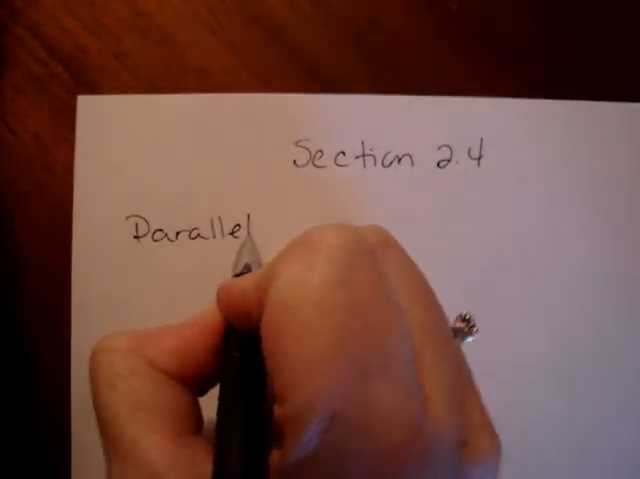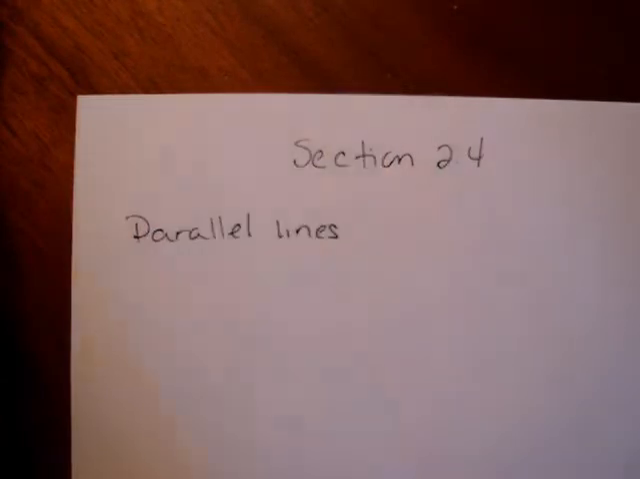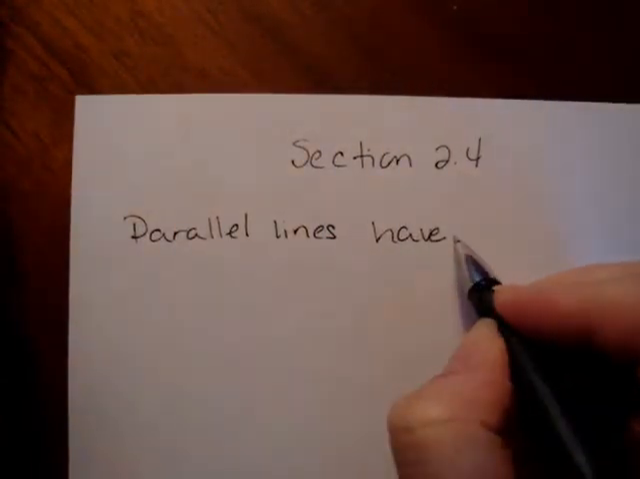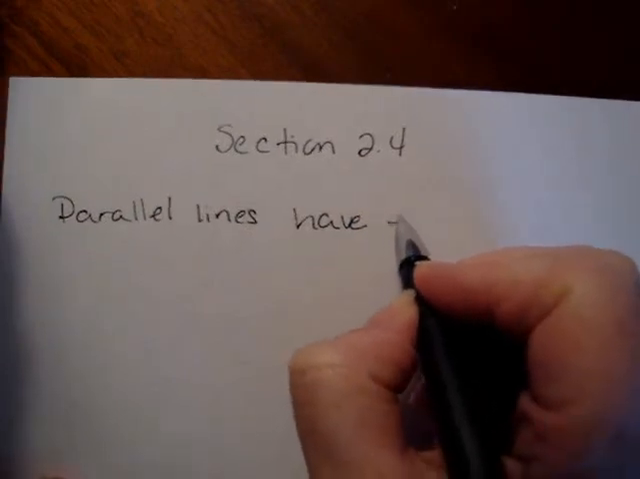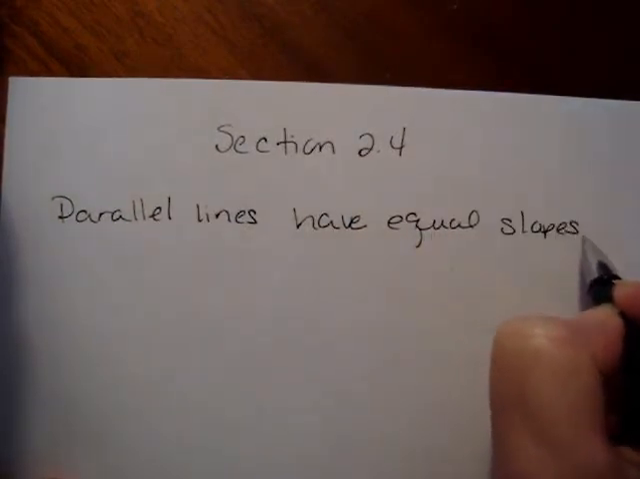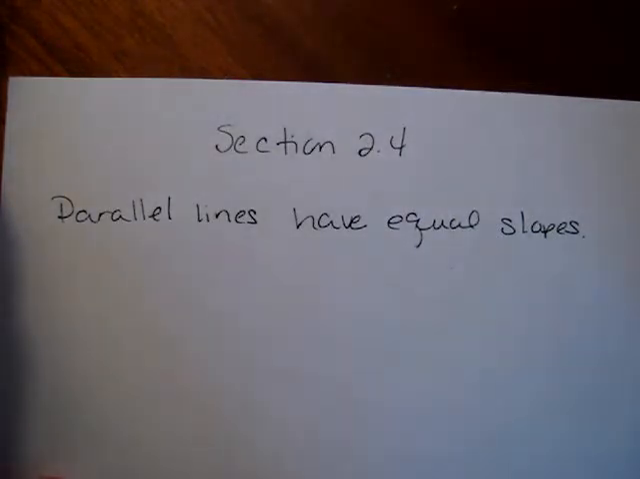Parallel lines have equal slopes. Okay? So that means you can tell if two lines are parallel if you know both their slopes, or if you're looking for a line or the equation of a line and you know the slope of one and you know it's parallel, you automatically know your slope.